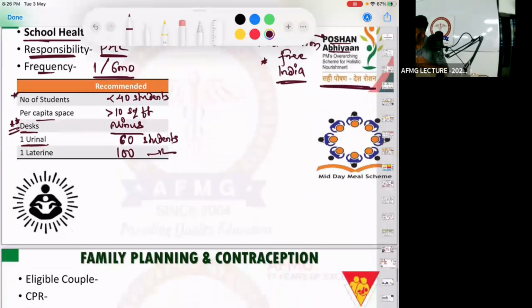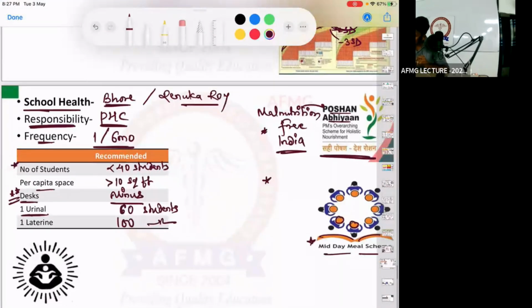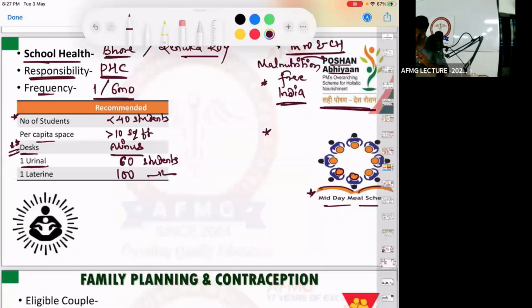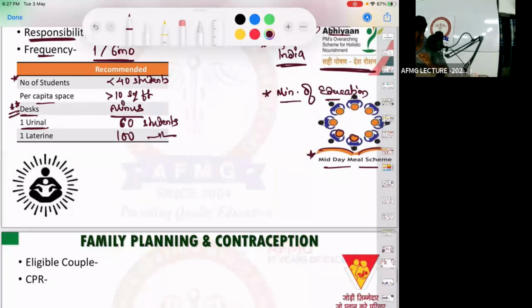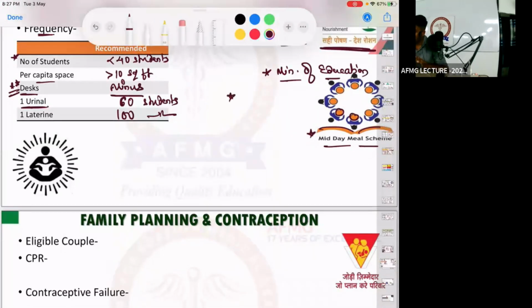Next one: here you can see, this is the logo for which scheme? Midday meal scheme. Along with education, the child will also have food. And the midday meal scheme comes under which ministry? Poshan Abhiyan comes under the Ministry of Women and Child Development. But the midday meal scheme comes under the Ministry of Education.